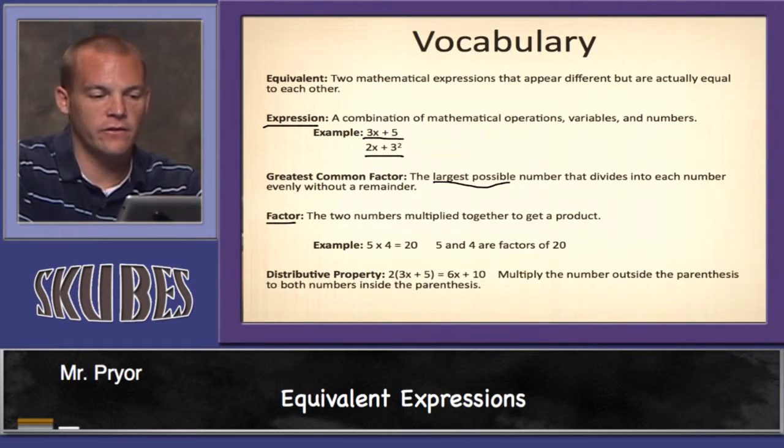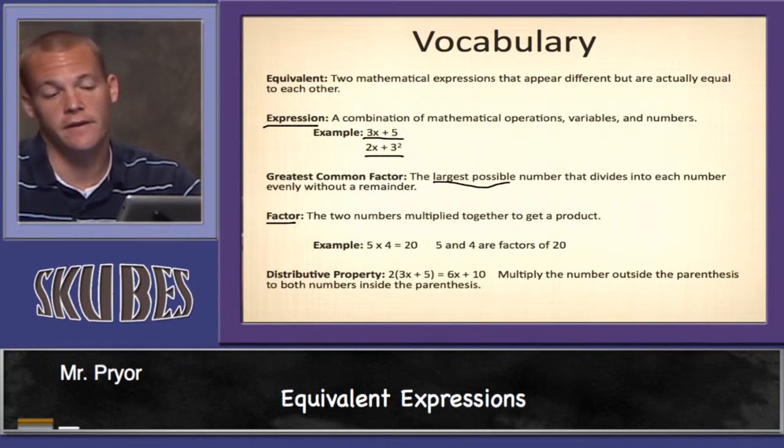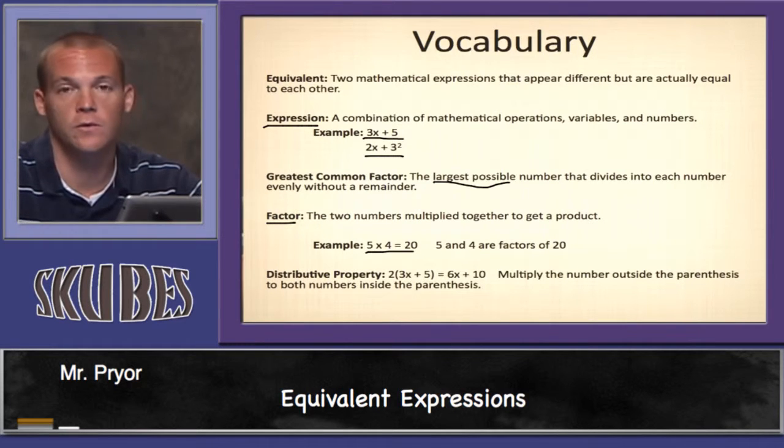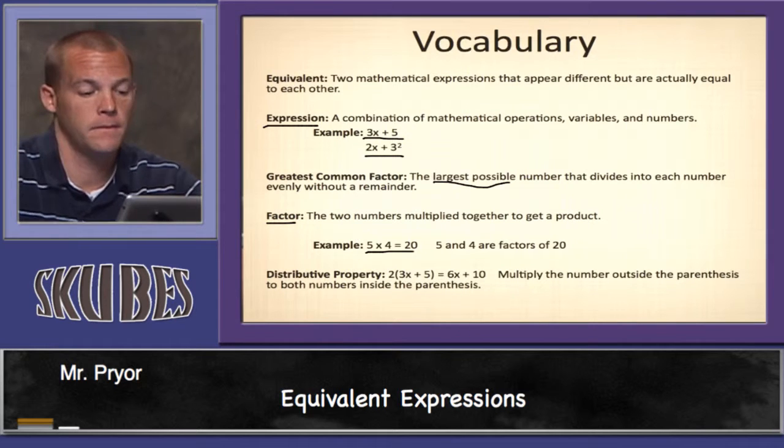Also, we'll be using factors. Factors are two numbers that, when multiplied together, give you a product. So in other words, below you can see the examples. 5 times 4 is 20. That would mean that 5 and 4 would be factors of 20.